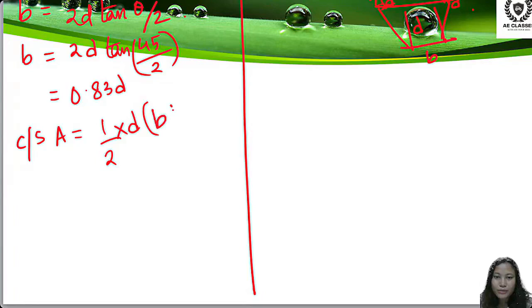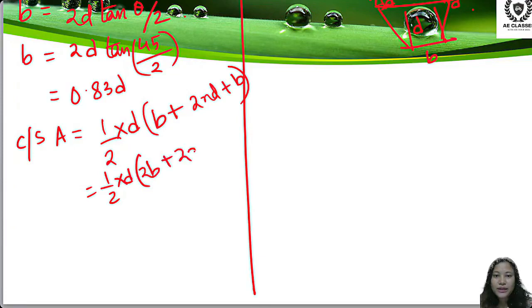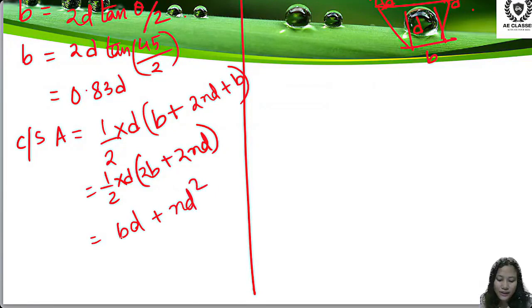Bottom width is given by b, and the top width is equal to 2nd plus b, isn't it? So we have half into d into (2b plus 2nd). Cancelling all the 2's from the top and bottom, what are we left with? bd plus nd squared. This is the cross-sectional area.